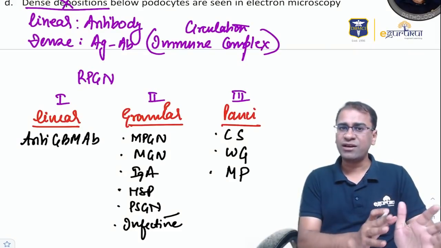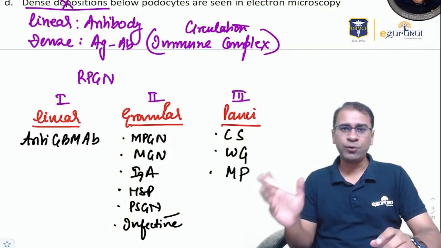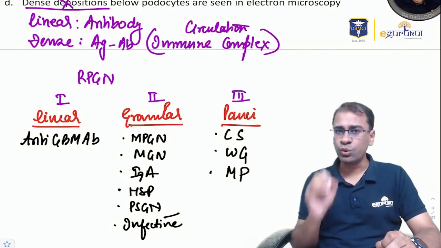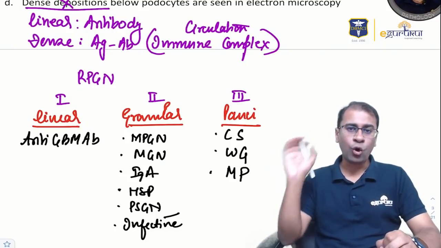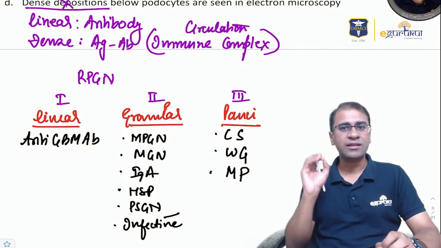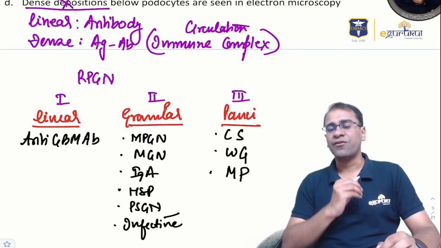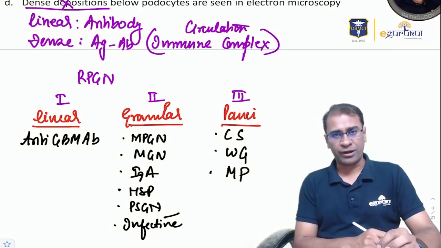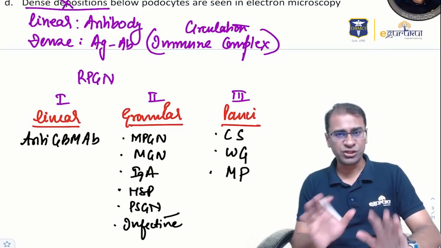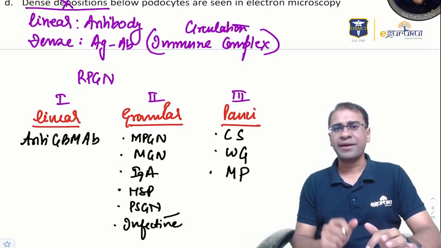Remember, type 1 is linear in the DIF, type 2 is granular in the DIF, and type 3 shows no finding in the direct immunofluorescence. All these RPGN findings show what? They show a flea-bitten kidney, and they show a rupture of the GBM in the electron microscopy. So ensure that you revise this chapter and this topic especially very well.